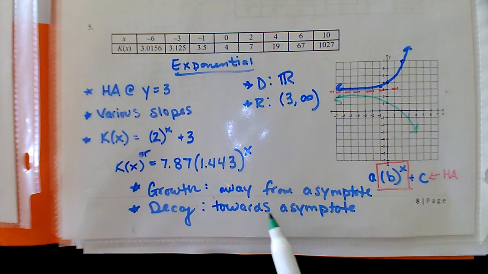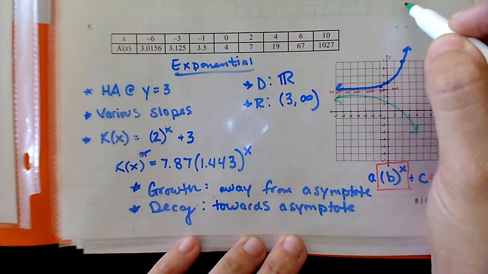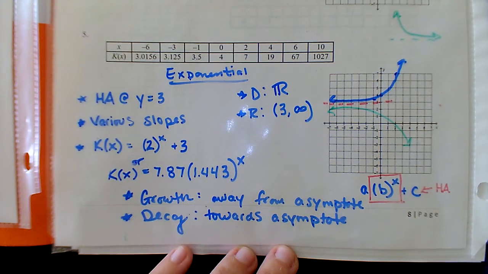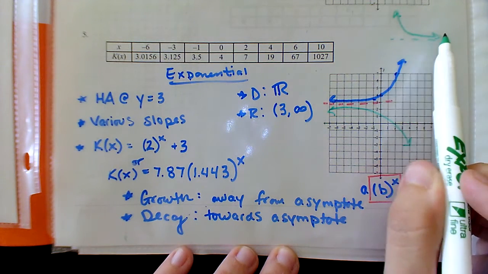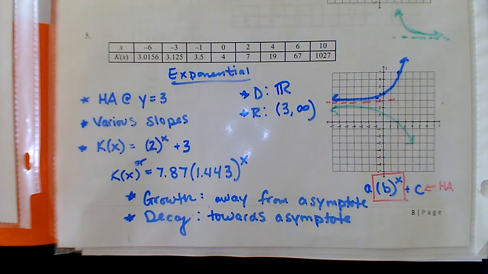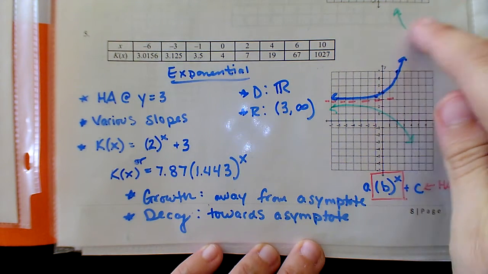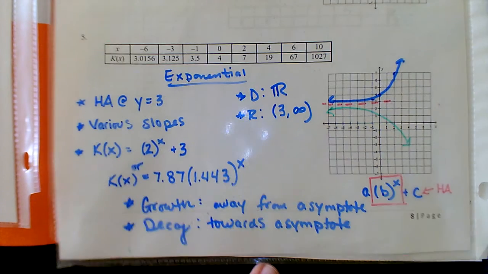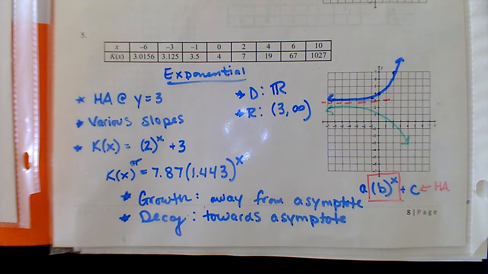Okay, towards the asymptote would look something like that. Can we see that? Yeah, you see how as we read from left to right, it goes towards the asymptote? Okay, so it depends graphically, in relation to the asymptote, what's happening. All right, anything else about exponentials? I'm good if you are.